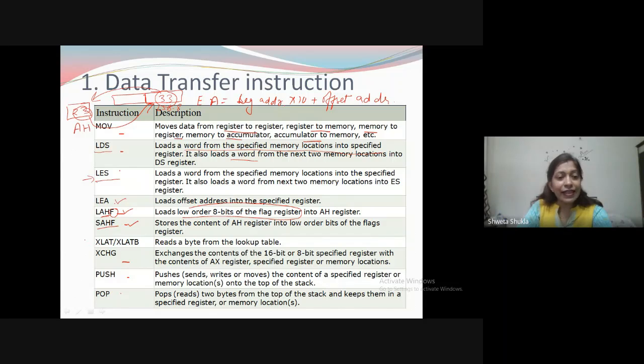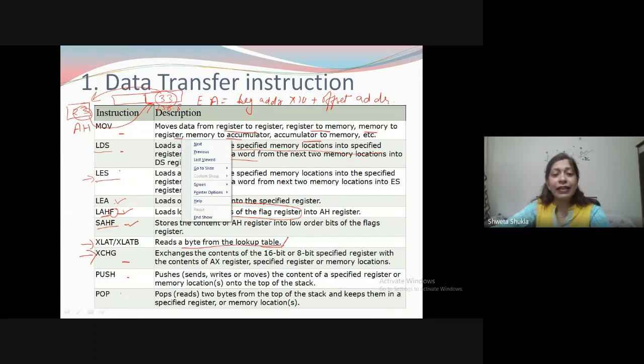Now comes XLAT. XLAT simply means you have to read a byte from the lookup table. Next comes XCHG. XCHG means exchange the content, either 16-bit or 8-bit, from one register to another register, or from one memory location to a particular register. You can exchange it in any way.